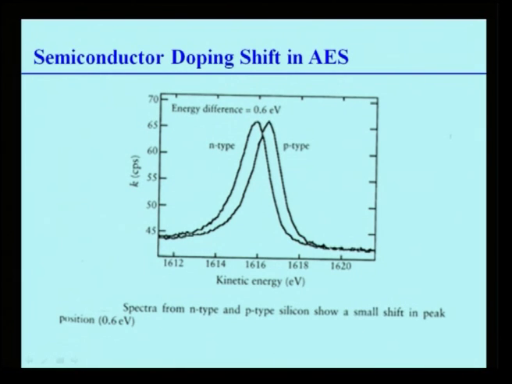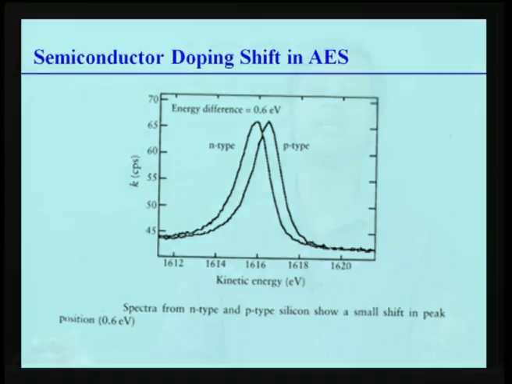Let us talk about semiconductor doping of silicon. The difference between P and N type silicon can also be distinctly seen in the spectra. That is what is shown in this slide. So you know that P and N type silicons can be created by doping different elements. If you dope silicon with phosphorus, you get N-type, and if you dope with boron, you get P-type, or other elements like that.